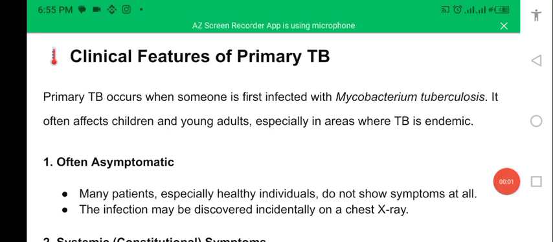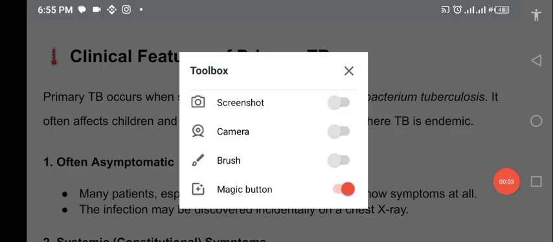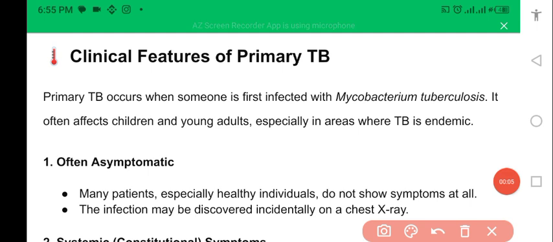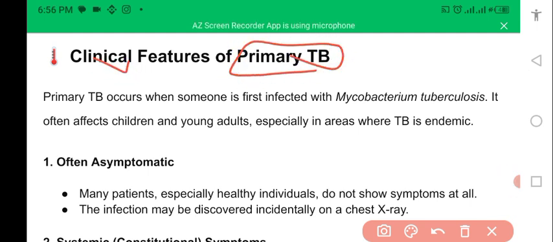Okay, welcome everyone. So now we are going to look at clinical features of tuberculosis and some of the most important topics about different high-yield questions. Clinical features of primary tuberculosis.